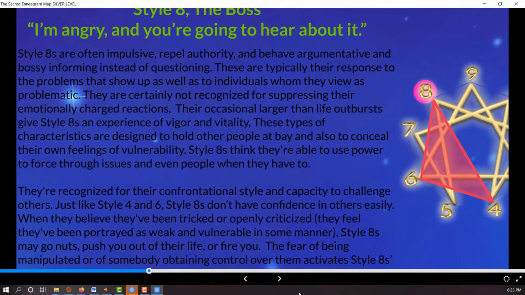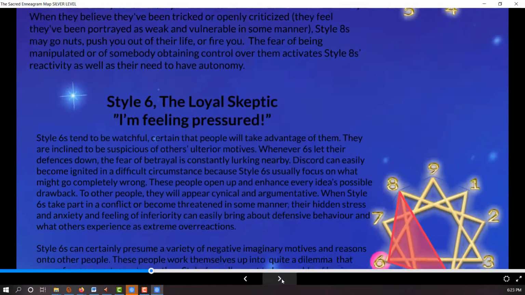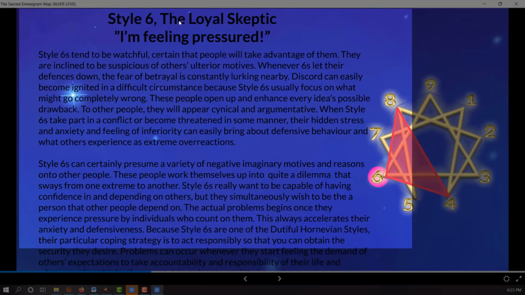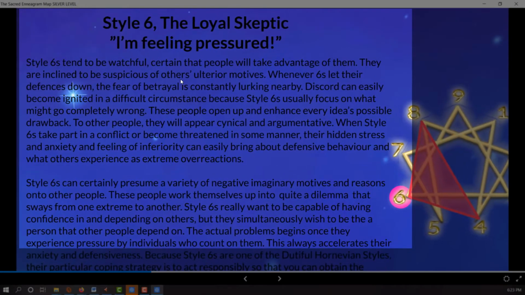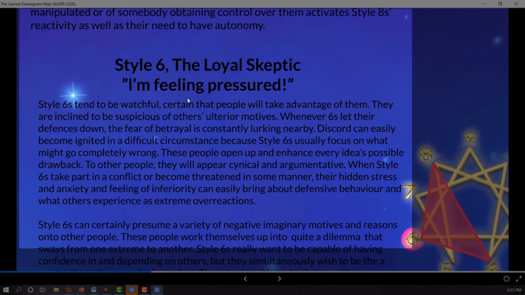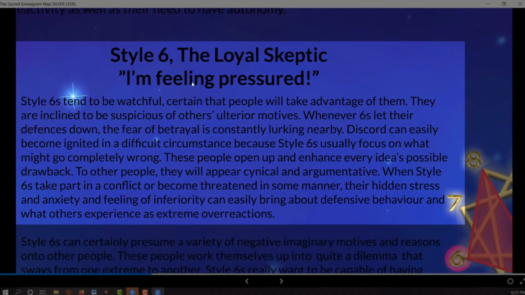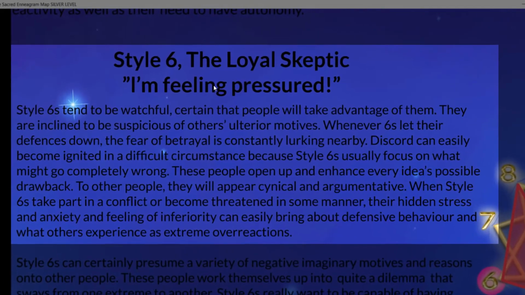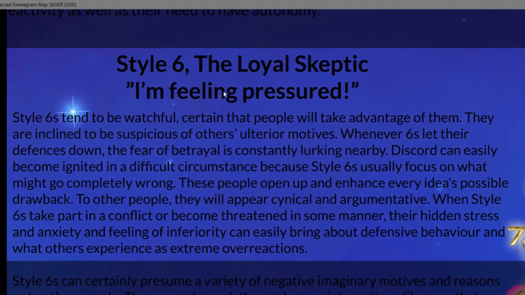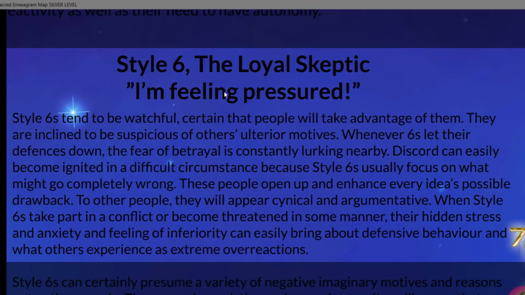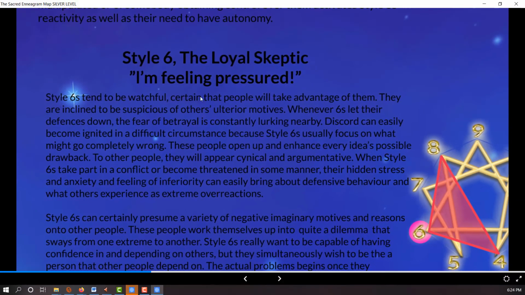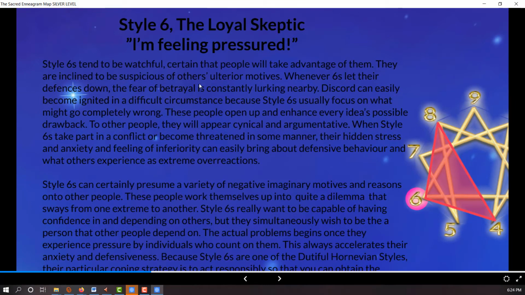So it goes into a lot more information there about style 8. But I'm just going to move on to the next point, which is style 6, the loyal skeptic. And the reactive style of Enneagram type 6 is, I'm feeling pressured. Style 6s tend to be watchful, certain that people will take advantage of them. They are inclined to be suspicious of others' ulterior motives. Whenever 6s let their defenses down, the fear of betrayal is constantly lurking nearby. So it goes into a lot of information here on why Enneagram type 6 reacts the way they do.